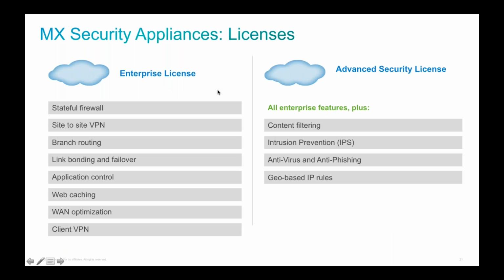From a licensing perspective, there are 2 licenses. Enterprise includes almost everything. Advanced Security includes everything that Enterprise has, plus the content filtering we talked about, intrusion prevention, the anti-malware, and geo-firewalling. So that's the distinction. If you have Advanced Security, you have absolutely everything. If you have Enterprise, you have everything except the 4 features listed on the right of this slide.